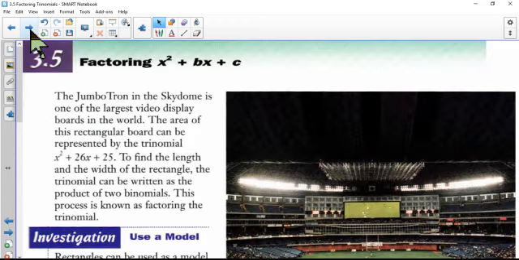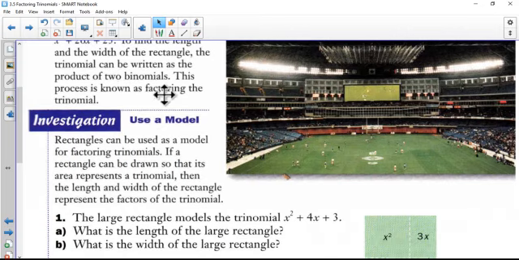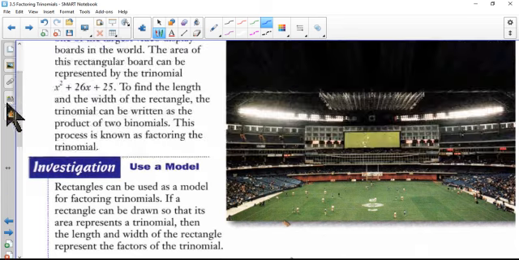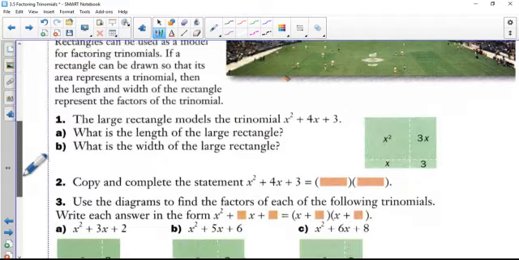Okay, so we're going to look at factoring trinomials. So remember, a trinomial is a polynomial that has three terms. So we've got x squared plus bx plus c. So I'm going to skip over this example and kind of go straight to the investigation. So we first started looking at the grid method, the table method, using the algebra tiles.